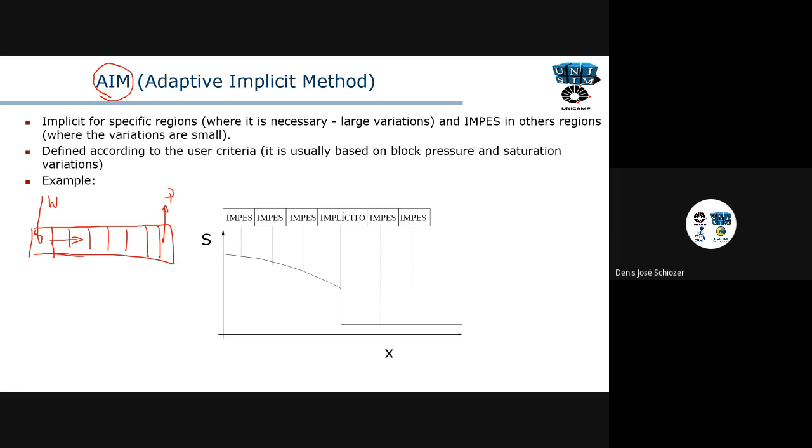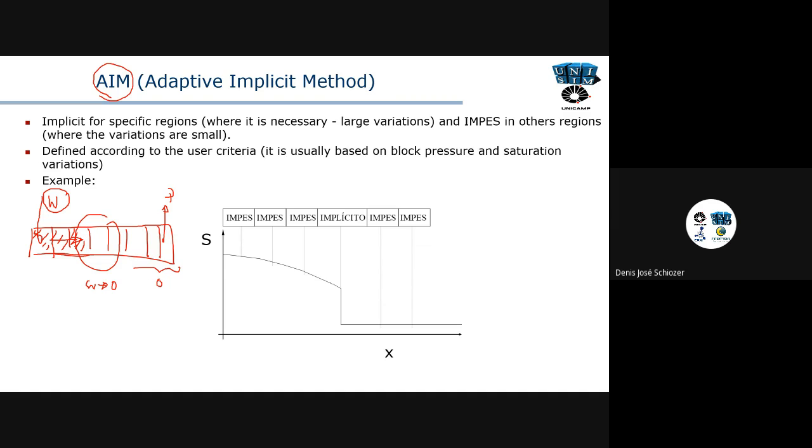Okay, this adaptive implicit method does it like this. I know that for water, for example, in the beginning of the first time step, the water saturation is changing a lot in this block. But after some time, the water is displacing oil. All these blocks here are filled with water. In this part here, we have water displacing oil. And in this part of the reservoir, we have only oil moving, and we still don't have water moving here.